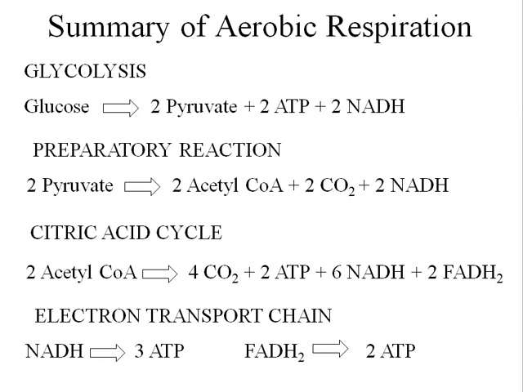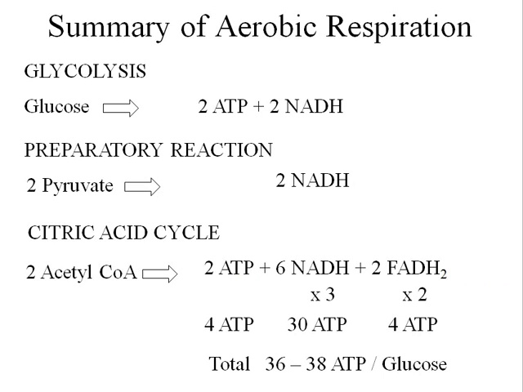The citric acid cycle uses the 2 acetyl-CoAs and produces 4 molecules of carbon dioxide, 2 ATPs, 6 NADHs, and 2 FADH2s. Finally, the electron transport chain uses the NADHs and the FADH2s produced in the previous reactions to make a lot more ATP. Doing some bookkeeping, 2 ATPs are formed directly during glycolysis and the citric acid cycle. A total of 10 NADHs are produced.